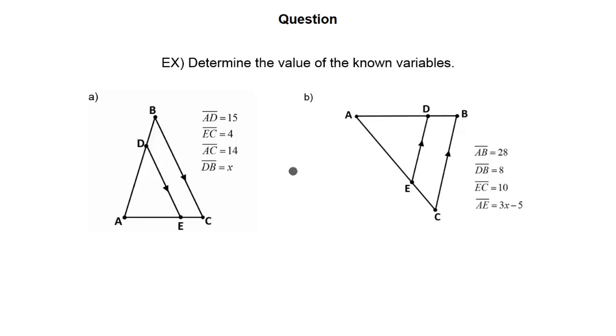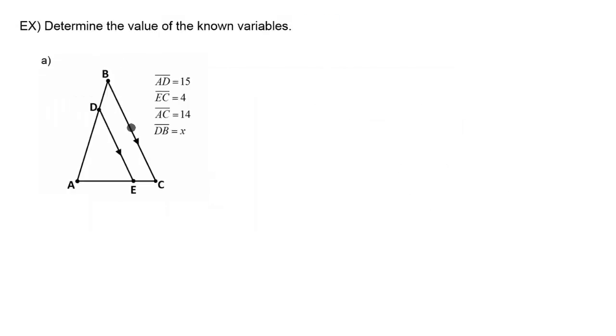This question is asking us to determine the values of the unknown variables here. So in these two parts, we're going to use the side splitter theorem, and I'll talk about that in just a second. Before we start solving part A, I'm going to throw in all my different values. So I got AD right here, that equals 15. It looks like EC is equal to 4, so that's going to be 4.